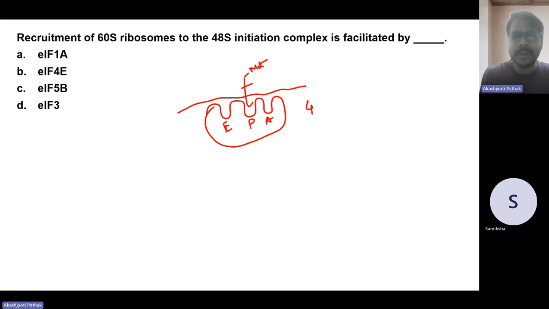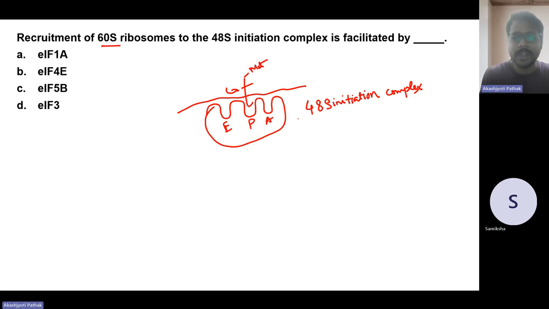Once you get the 48S initiation complex, what is the next step? This is your 48S initiation complex, right? This is the mRNA, this is the small subunit of the ribosome, and this is your initiator tRNA. The next step is that you have to recruit the large subunit of the ribosome. So that is the recruitment of the 60S ribosome to the 48S initiation complex.